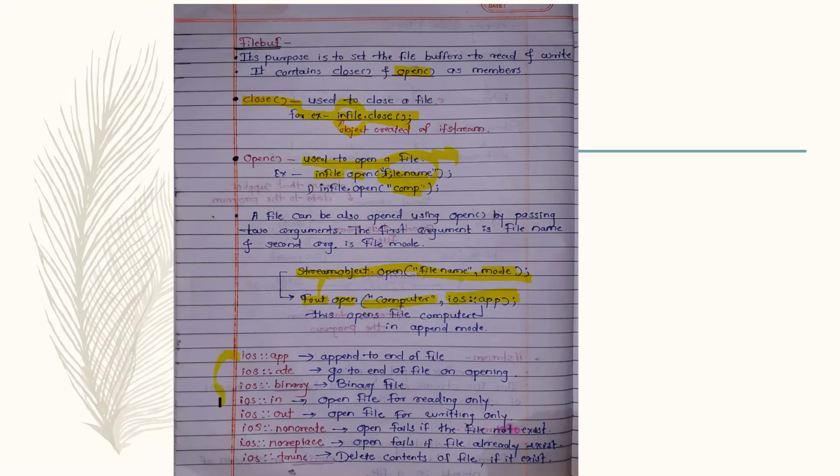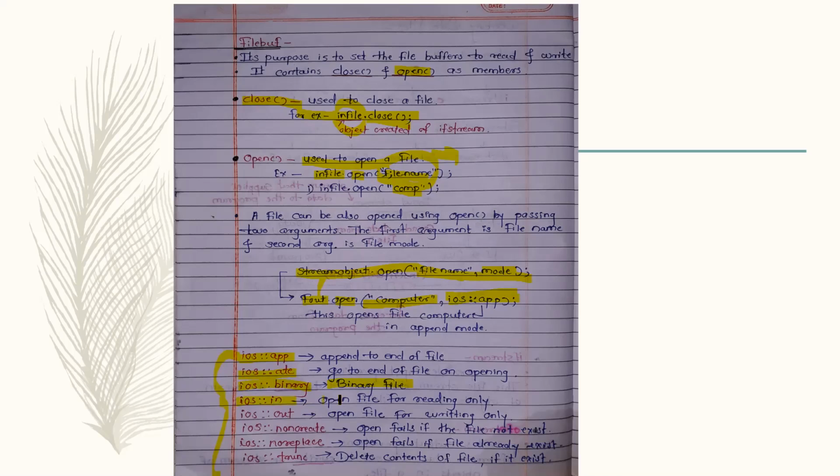Following are some file opening modes. ios::app opens the file in append mode, that is, the cursor is positioned at the end of the file. Next is ios::ate, that is, at the end of file on opening. Means the file we open, the cursor is at the end line. ios::binary opens our file in a binary form.